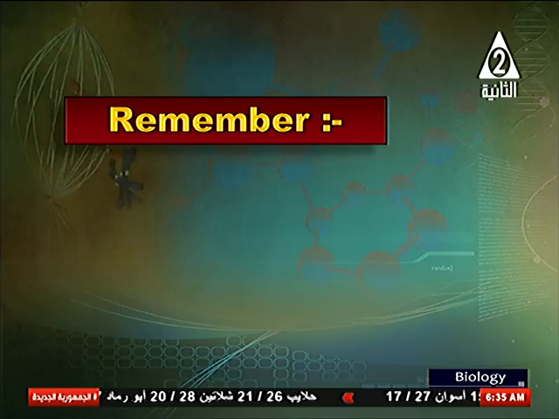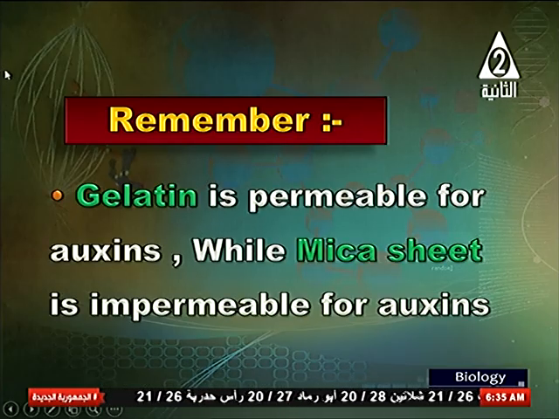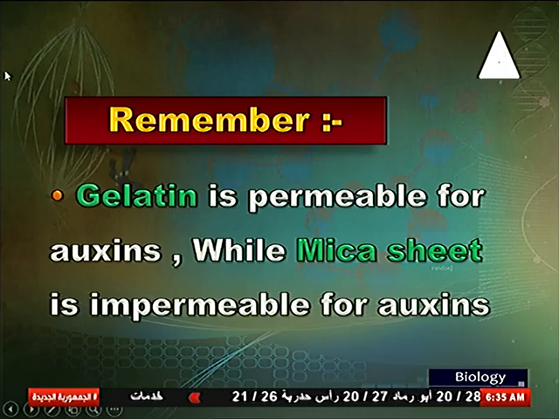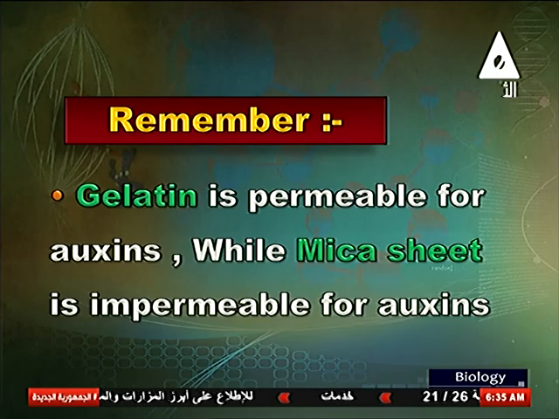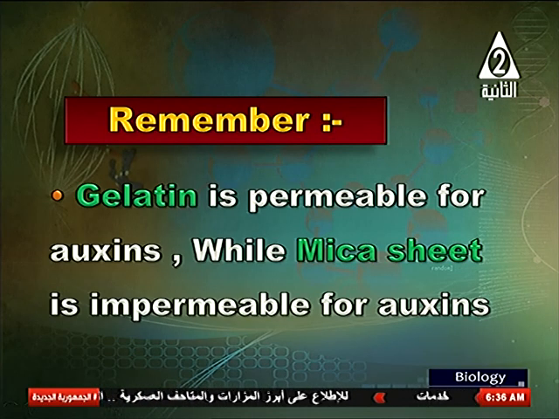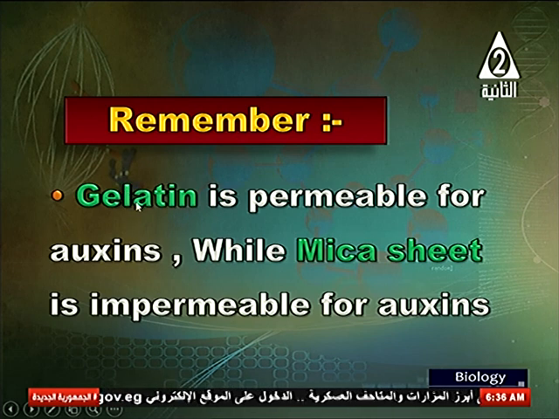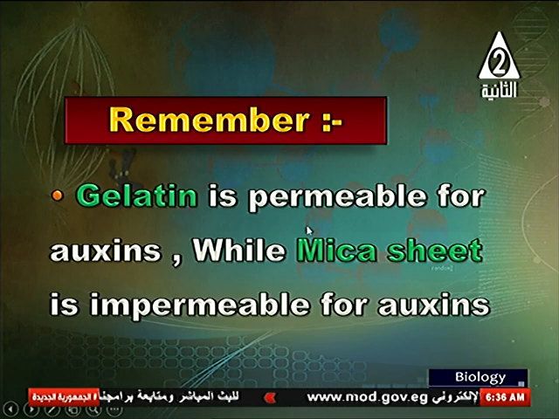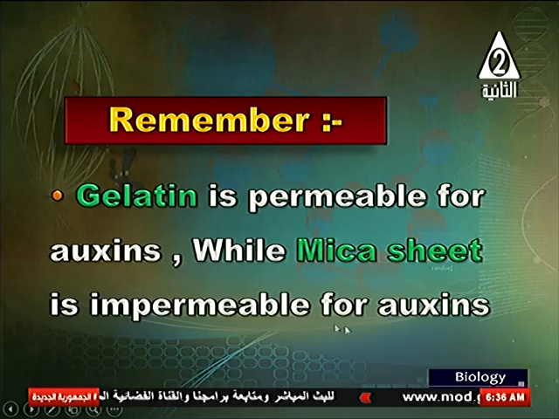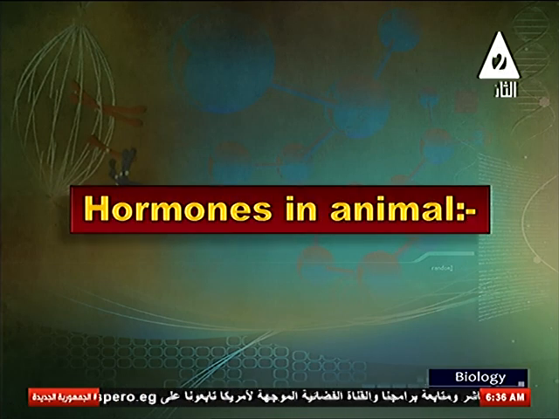Remember the gelatin experiment from last year, when Boysen-Jensen cut the coleoptile tips, put gelatin, then put the coleoptile again on the gelatin? He proved that gelatin is permeable to auxins, while when he made the same experiment with a mica sheet, it is impermeable to auxins. Now we will study the hormones in animals.